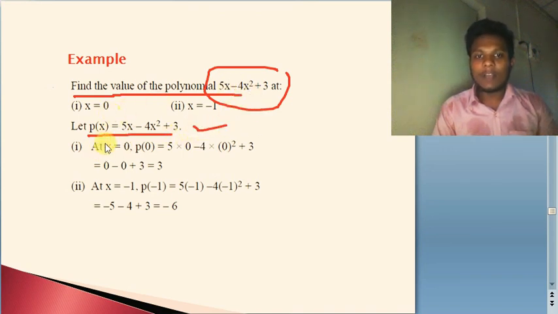And wherever x, first case, at x is equal to 0, p of 0. Why? Because wherever you find x, just substitute 0. P of 0 is equal to 5 into 0 minus 4 into 0 square plus 3. So that is what you will get, 3, in this particular case.